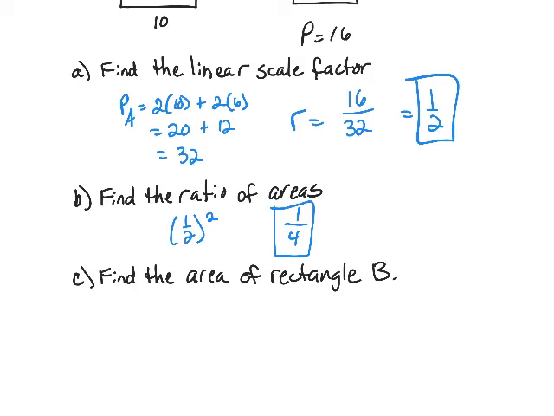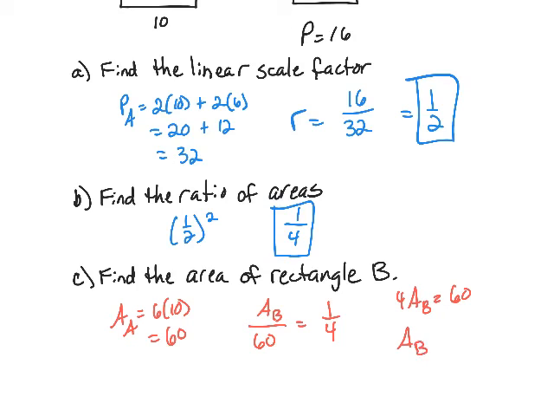And then finally, we want to find the area of rectangle B. Well, we can first find the area of rectangle A because I have those 2 dimensions. The area of A is going to be 6 times 10, so that's 60. To find the area of rectangle B, you can set up a proportion. AB over 60 is equal to 1 over 4 because that's the scale factor for areas. And when you cross multiply, you get 4AB is equal to 60. So the area of B is going to be 15. So that's how you use the little information you have and the concept of similarity to find the other things you need.